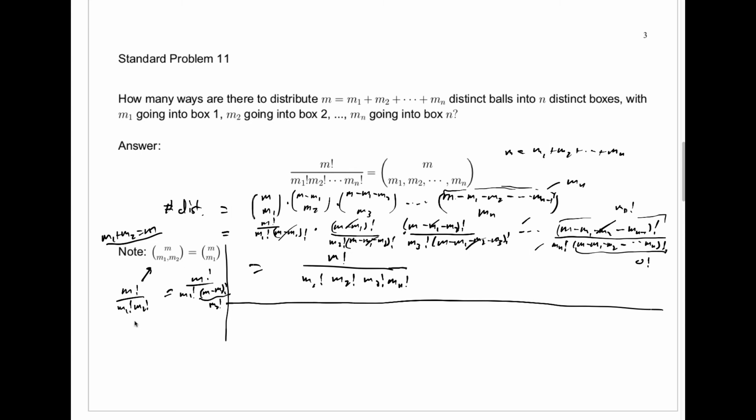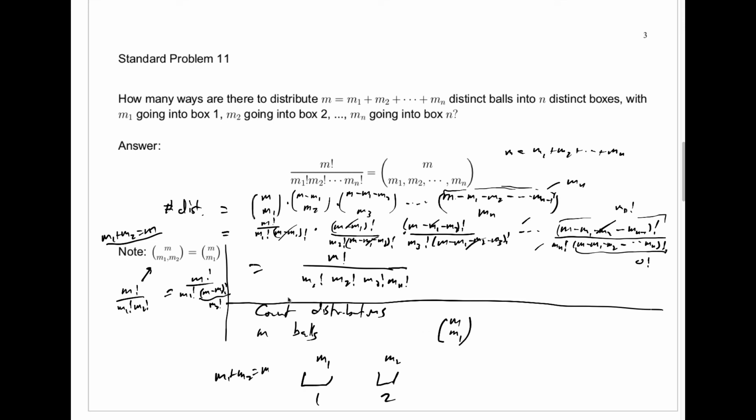And that should be pretty obvious from a combinatorial perspective, because if I ask how many ways can I take m distinct balls and put them into two boxes, box 1 and box 2, with m1 in box 1 and m2 in box 2, here of course remember m1 plus m2 has to be m. So if I have m balls and I want to just distribute them m1 here and m2 there, how many ways can I do that? Well, I could say just fill up box 1. How many ways can we fill up box 1? M choose m1, and then box 2 gets all the rest.